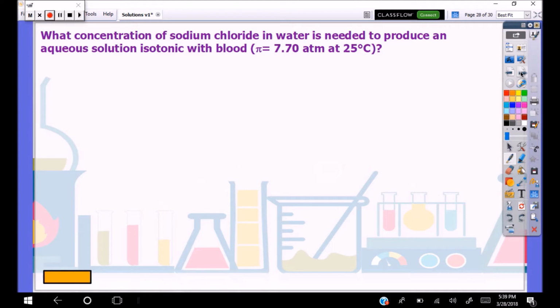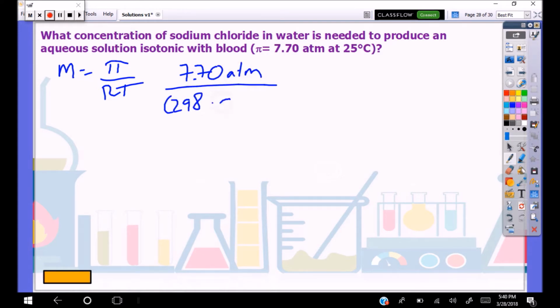So we've got the same deal, M equals pi over RT. And when we plug that in, 7.70 atm over 298 times 0.0821. I'm being bad and leaving units off. Don't do that, but I'm doing it just to save time. I know this is running long already, but I promise, all these things are interesting and we do need them. We got our total molarity.